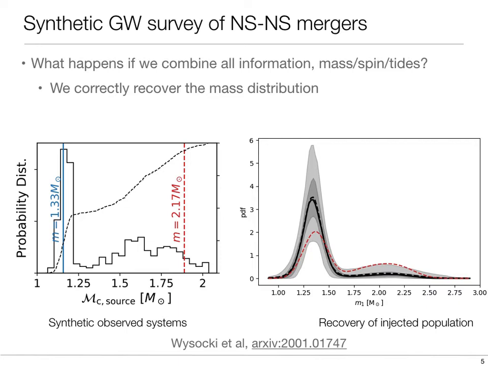So what happens if we combine all information, mass, spin, and tides? To illustrate this more concretely, I'm going to use a synthetic survey to illustrate this process. We're going to inject specifically a two-component mass distribution shown to the right, motivated by the Elsing et al. paper, which is going to use an APR4-like equation of state, which has a quite high maximum mass.